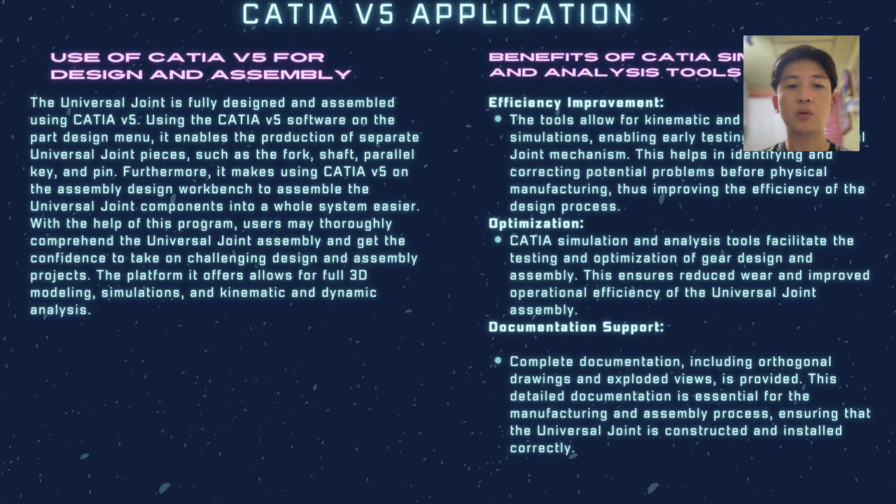And the last one is documentation support. Complete documentation, including orthogonal drawings and exploded view, is provided. This detailed documentation is essential for the manufacturing and assembly process, ensuring that the universal joint is constructed and installed correctly.